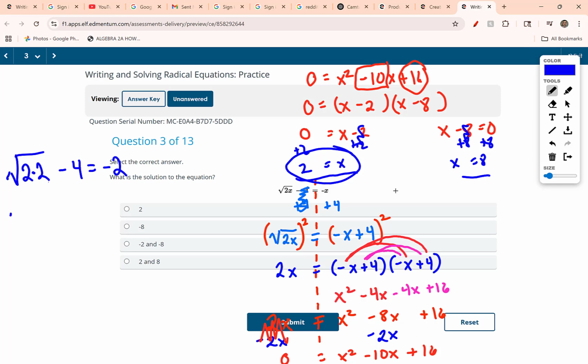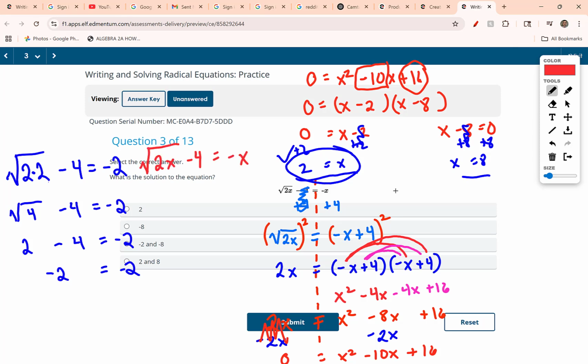And here we get the square root of 2 times 2, which is the square root of 4. Square root of 4 is 2. And 2 minus 4 is negative 2. So this one definitely works. So then let's check the other one. Same process. I rewrote the original equation, the square root of 2x minus 4 equals negative x, but this time we're going to replace the x with my other potential solution of 8.